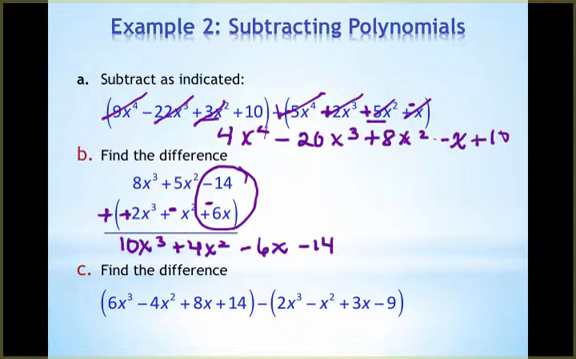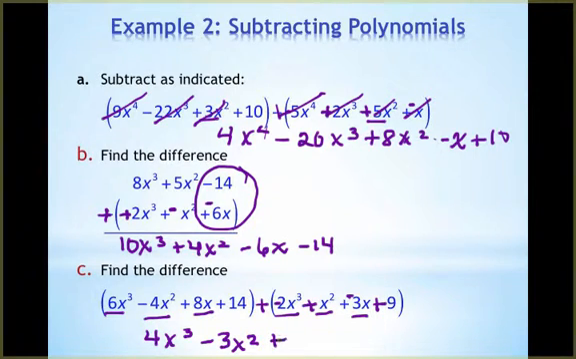Let's find the difference in the next set by changing this to plus and then the opposite. Combining like terms, 6x cubed plus negative 2x cubed would be 4x cubed. Negative 4x squared and positive x squared would be negative 3x squared. Positive 8x and negative 3x would be positive 5x. And 14 and 9 would be 23. And there's your final answer.